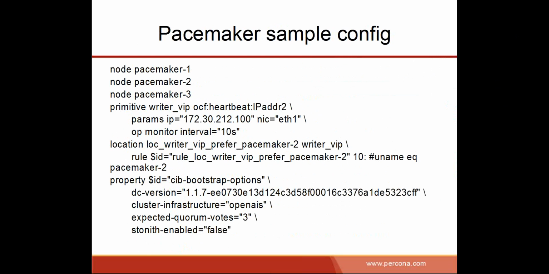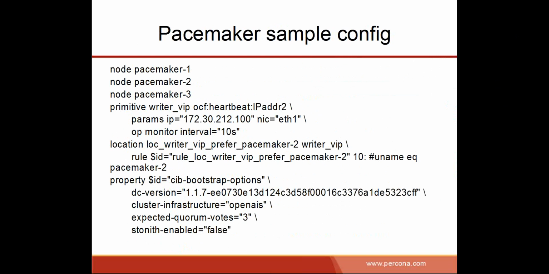It's using the IPaddr2 script, which is a resource agent script, and it has two parameters, an IP value and a NIC. Those parameters will be passed by Pacemaker to the scripts as environment variables. And then we ask Pacemaker to monitor every 10 seconds if the resource is running as it's supposed to. So this is for the primitive.